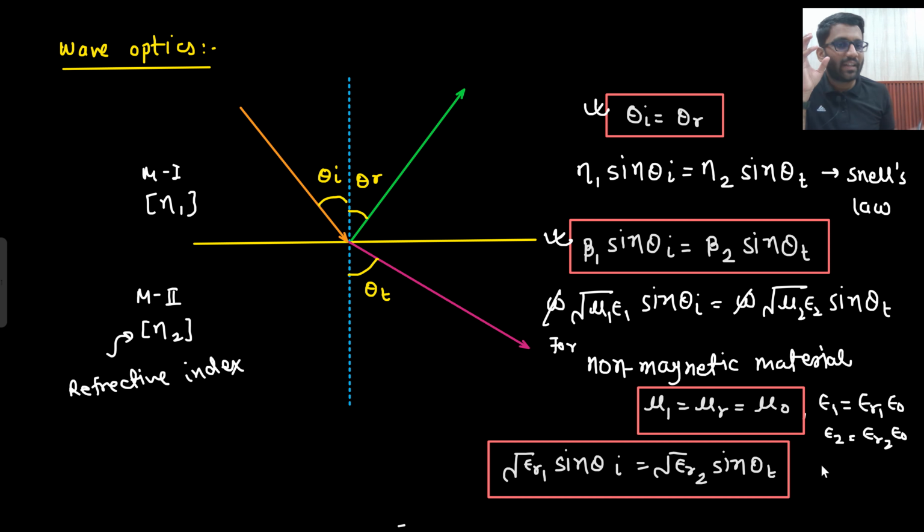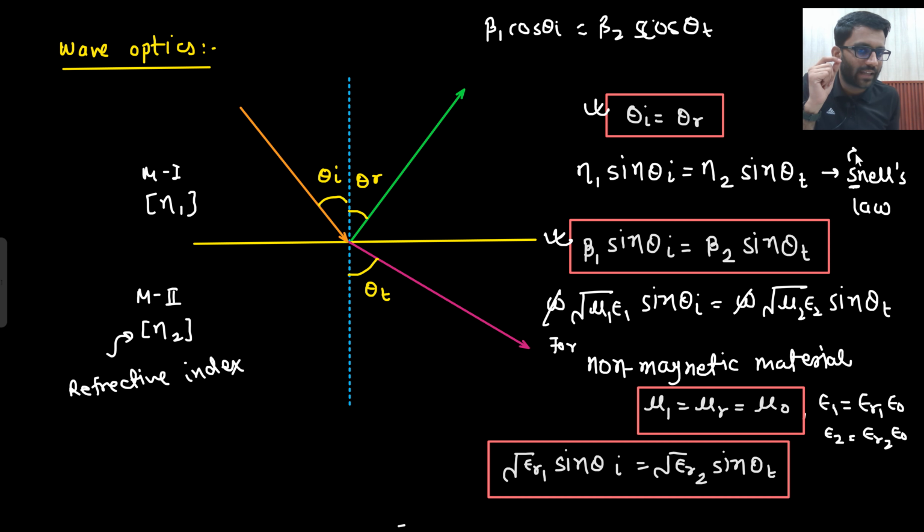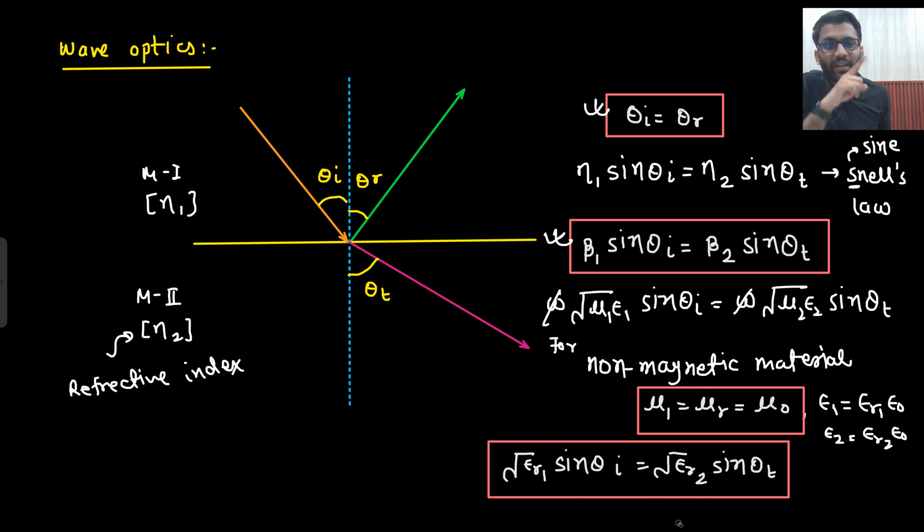Now some people will get confused in the examination, in the longer run, whether it will be sin or cos. Like you will write the formula beta 1 cos theta i, and in that manner beta 2 cos theta t. So that confusion you can have. How will you remember? Snell's law. Snell starts from S. S means sine. So always sine will come in Snell's law. That's how I remember. Why would you get confused between sin theta and cos theta?